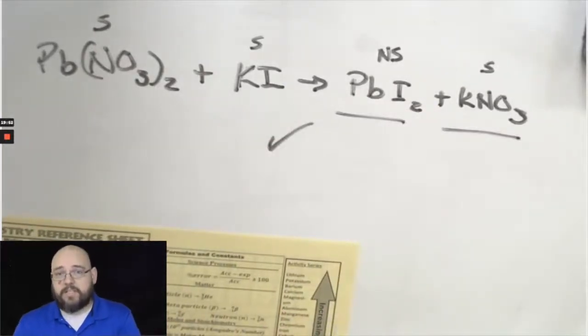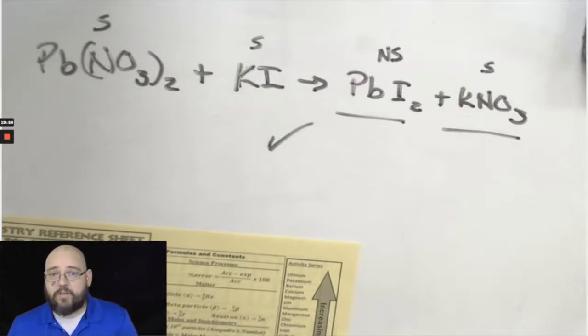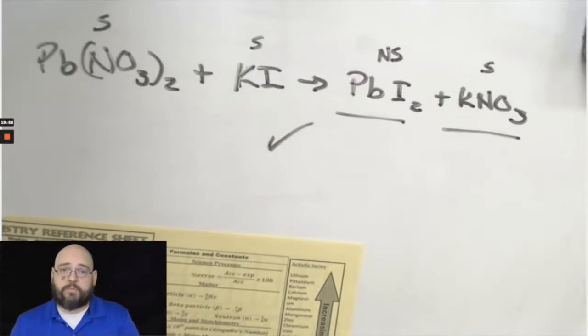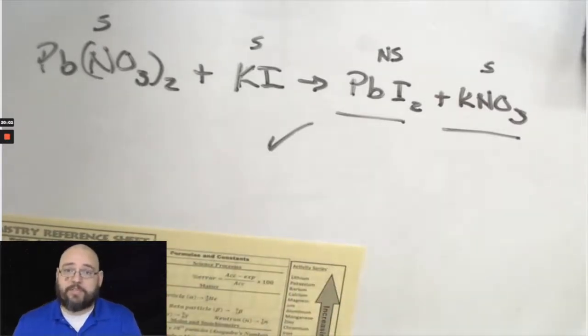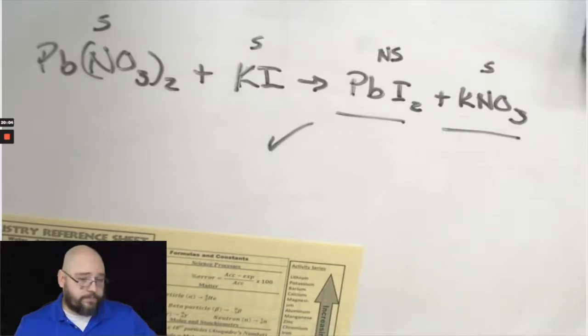So we look at the activity series on single replacement. We look at the solubility rules for double replacement reactions to determine whether the reaction actually happens and then to predict the products.